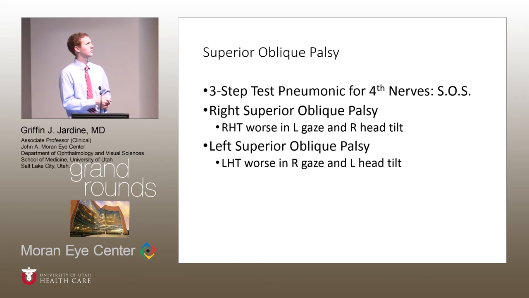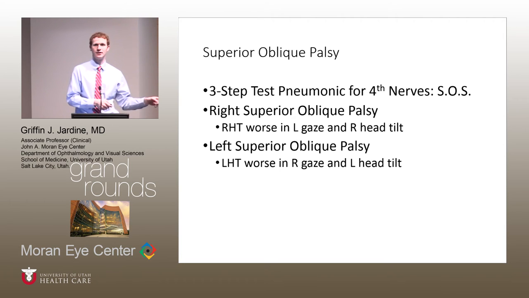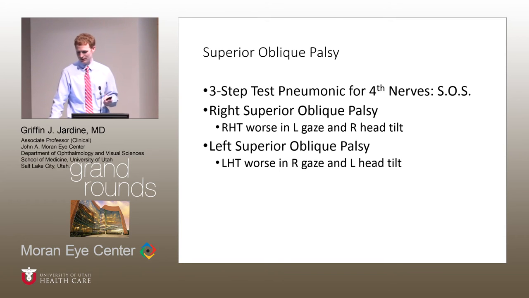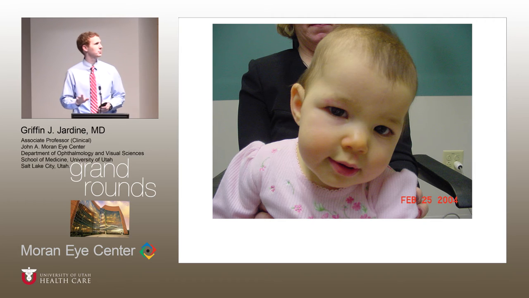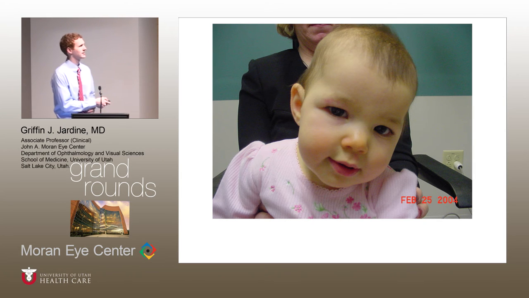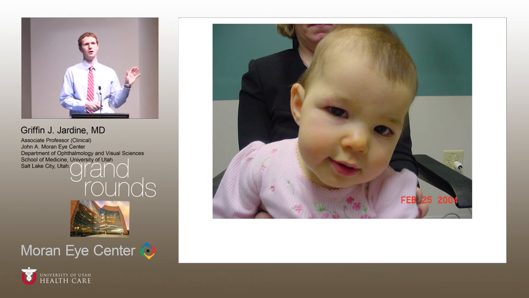So the acronym for memorizing the three-step test for fourth nerves is SOS. If it's a right superior oblique palsy, you get a right hyper, worse in left gaze, and a right head tilt. So same, opposite, same. So just to put this into practice, if you knew this was a fourth nerve palsy, which side is the palsy on?